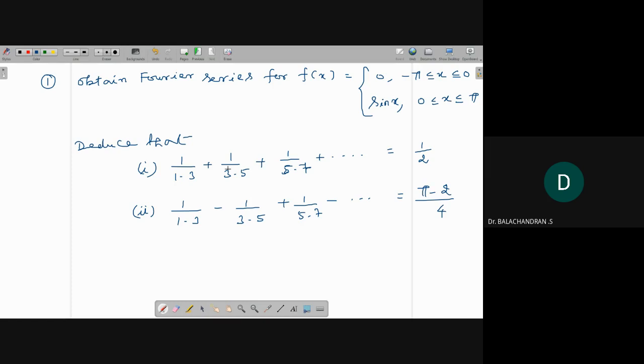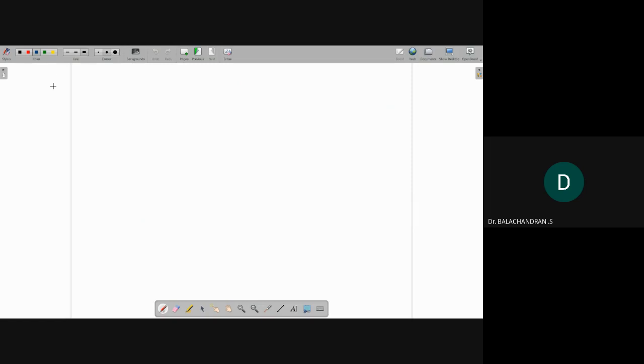I gave only one, so I'll go to the next problem, the second problem. Still have time. Obtain the Fourier series. I need to choose the problem correctly, as all the problems are lengthy. Okay, there is no other way. I'll choose this problem.